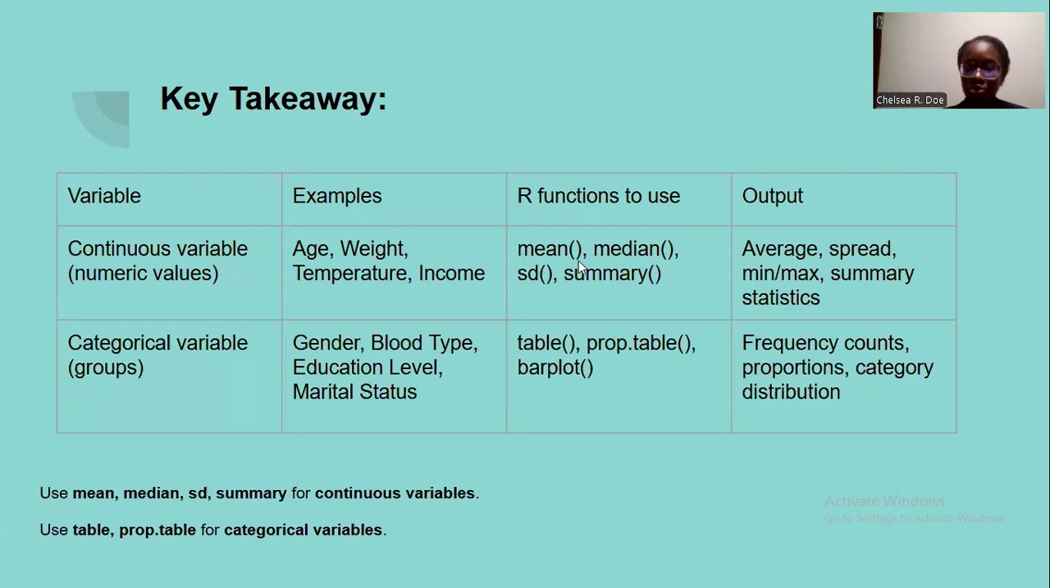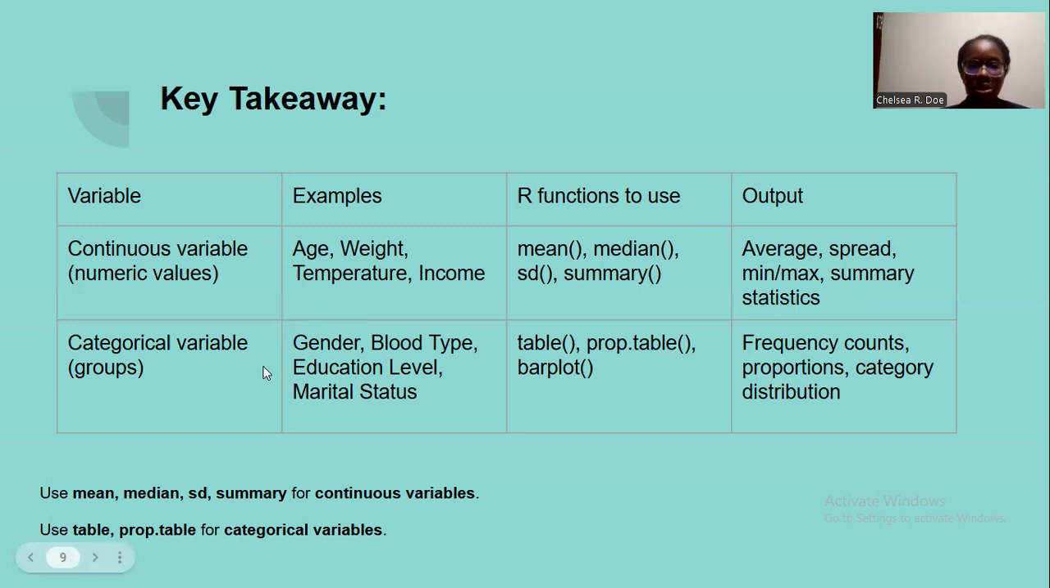What are the functions to use on continuous variables? Firstly, you want to apply the class function, or you could apply the mean, the median, the standard deviation, and the summary function to your continuous variable. The output you will get is the average, the spread, the minimum, maximum, summary statistics. These are what we use to interpret descriptive statistics, or to write out descriptive statistics.